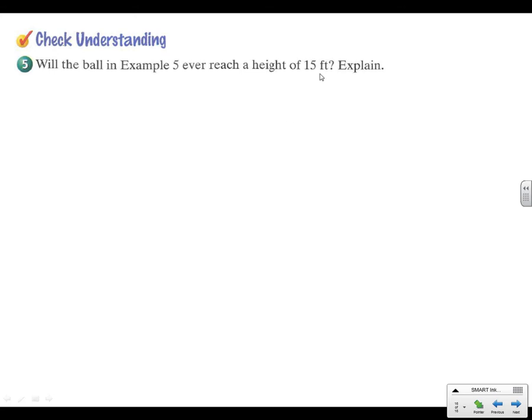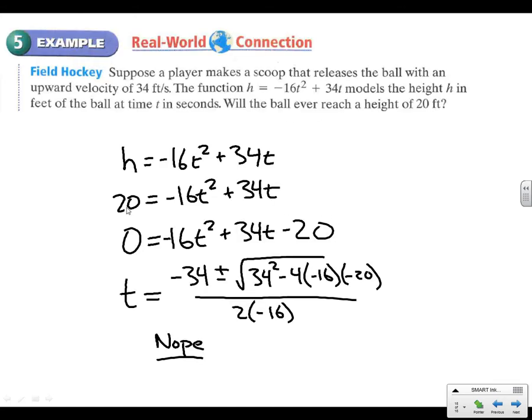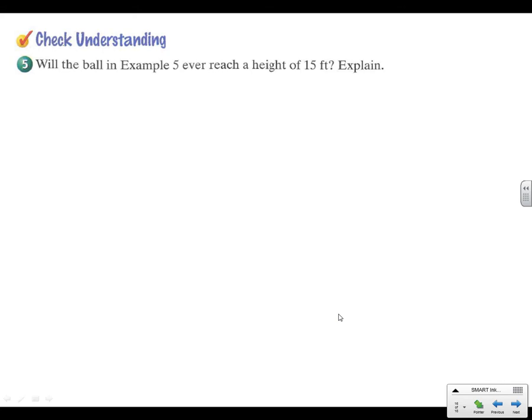On we go. How about 15? So try this one again. Your job on this one, go back, use our equation: 0 equals negative 16t squared plus 34t minus, change it to 15, and see what happens then. That's your job on problem 5.